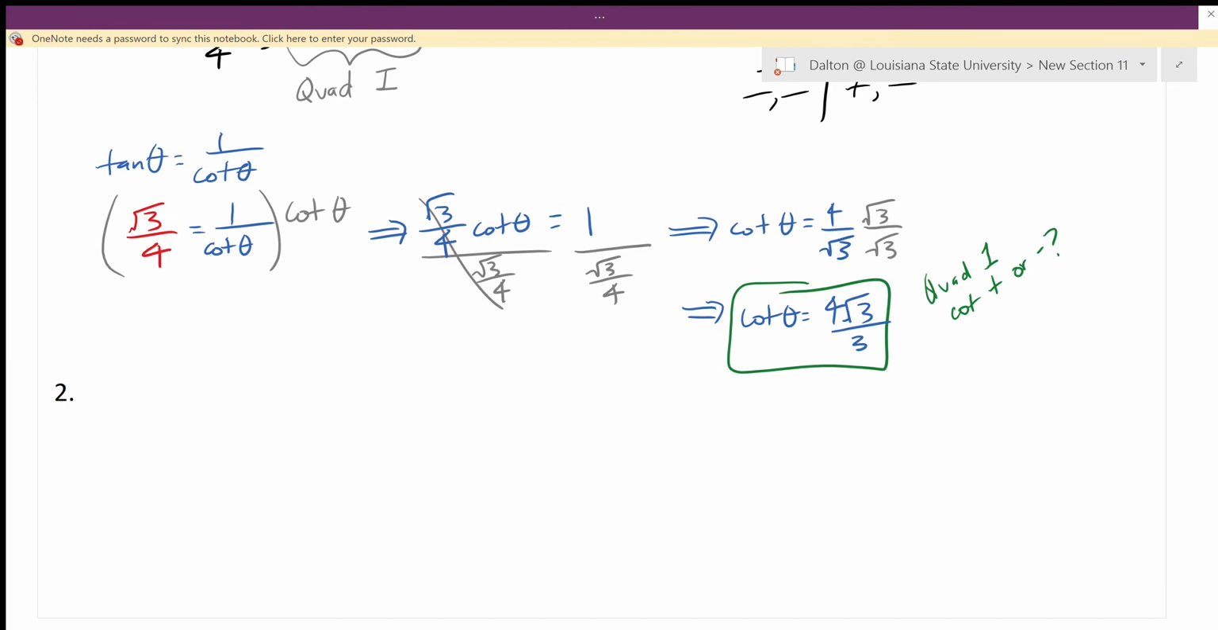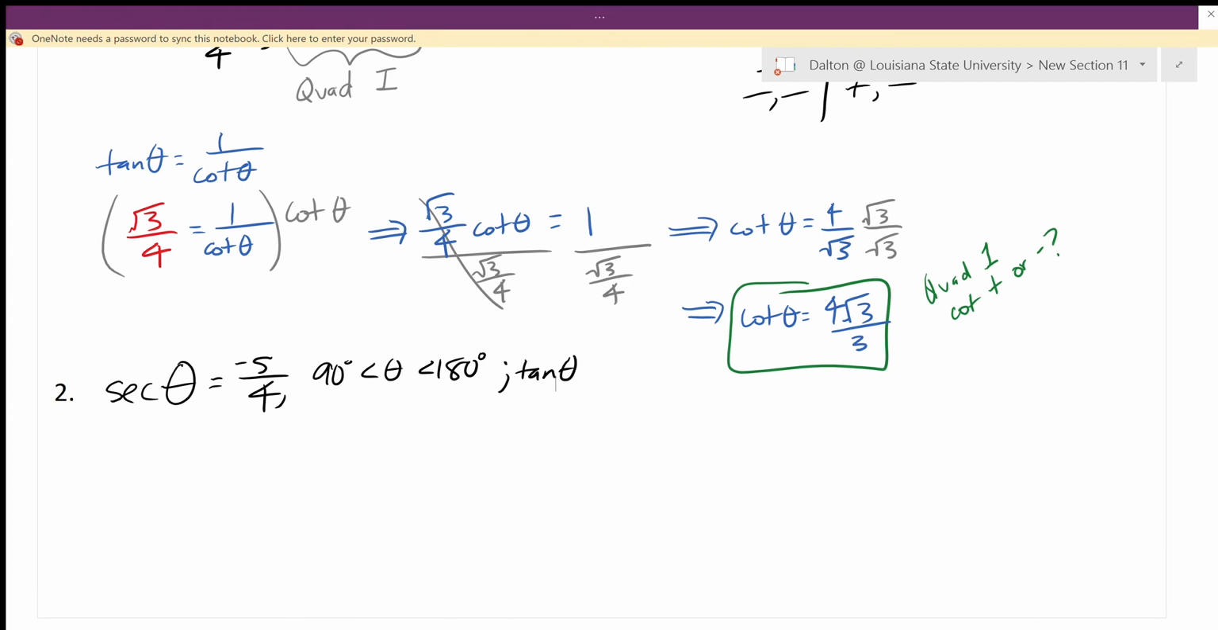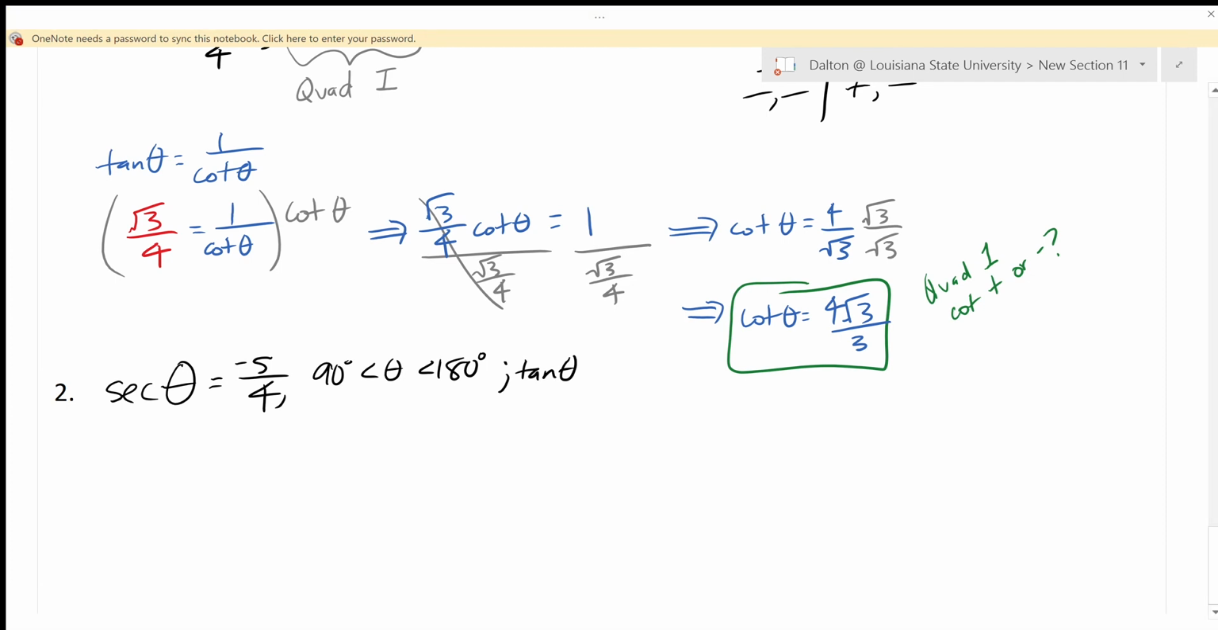All right, example 2. Given that the secant of theta is equal to negative 5/4, and that theta is between 90 and 180 degrees, I want you to find the tangent of theta. What quadrant are we dealing with here? The second, right? Between 90 and 180 degrees. So we're in quadrant 2.